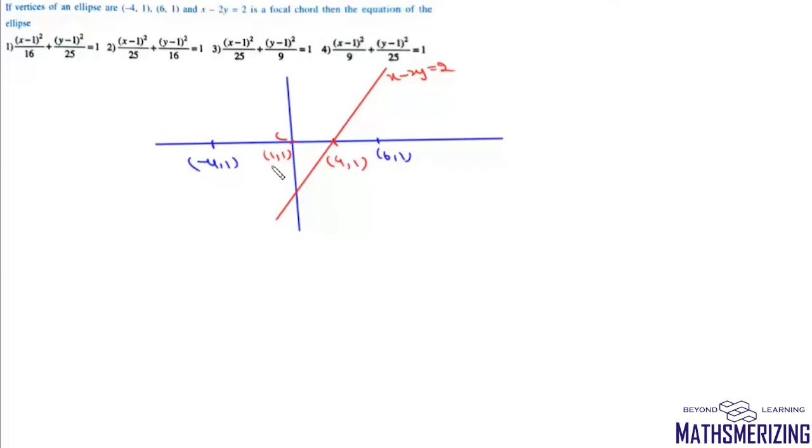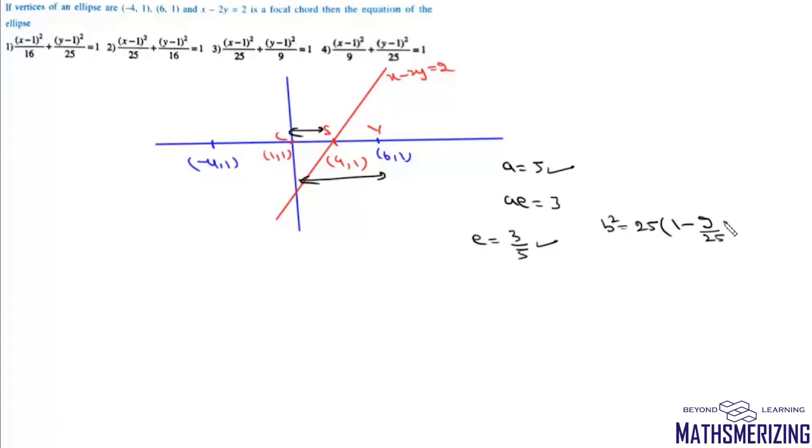So for this ellipse, the center is at (1, 1), the focus is at (4, 1), and the vertex is at (6, 1). So from here we can say this distance is a. The value of a is 5, and then ae is 3. So we'll put a as 5, and we'll get e as 3 by 5. Now once we have a and e, we can write b also. So b square will be a square into 1 minus e square. So it will be 9 by 25, so the value of b square is simply 16.